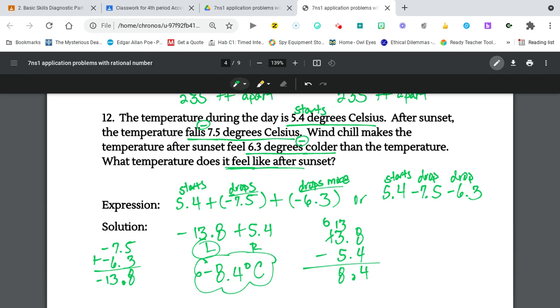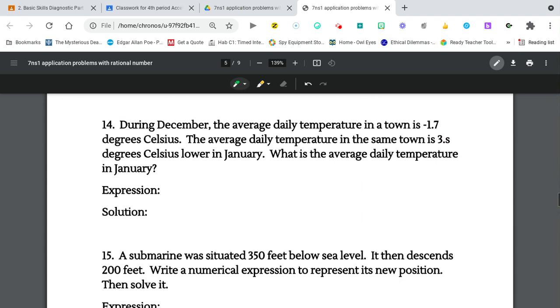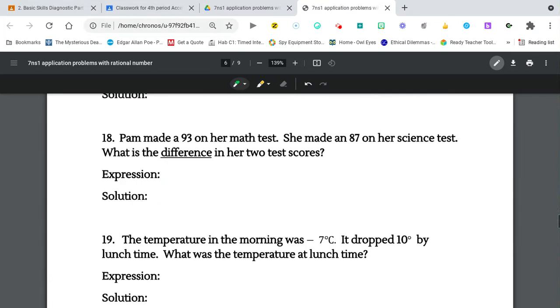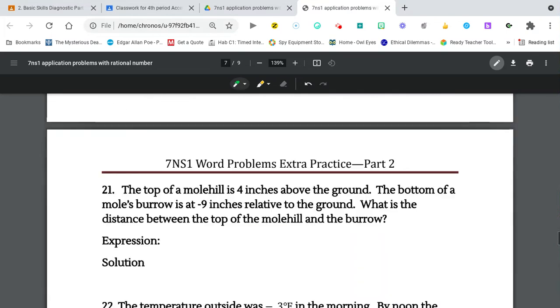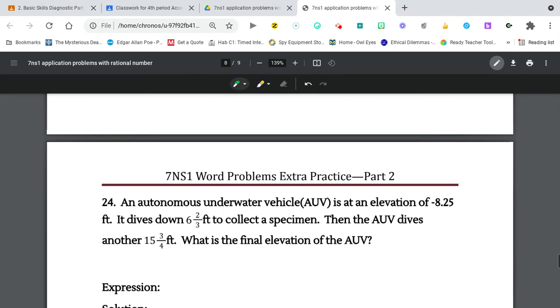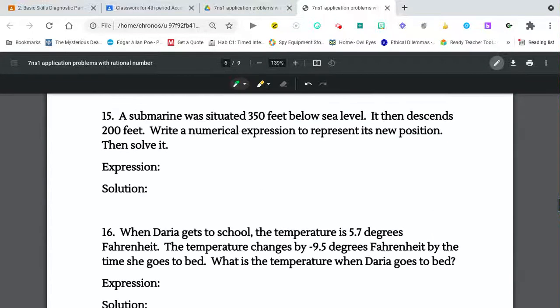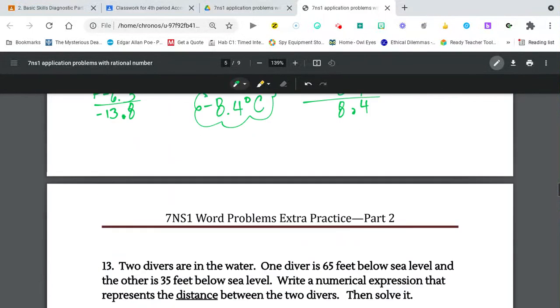All right, I'm going to reserve 13 through 24 for tomorrow. But if you want to, you can try those and just watch the video tomorrow to see if you got them right.